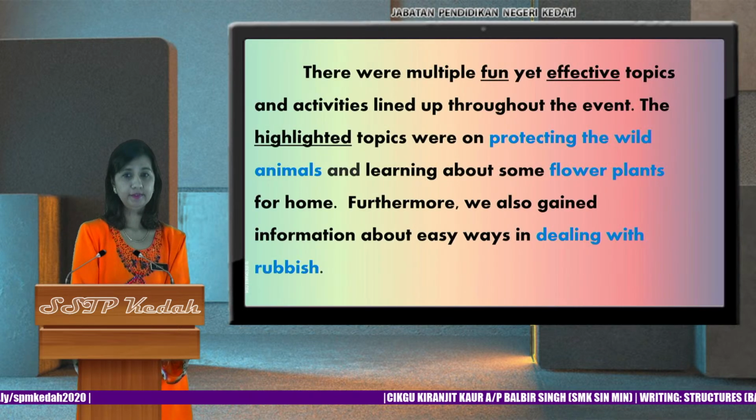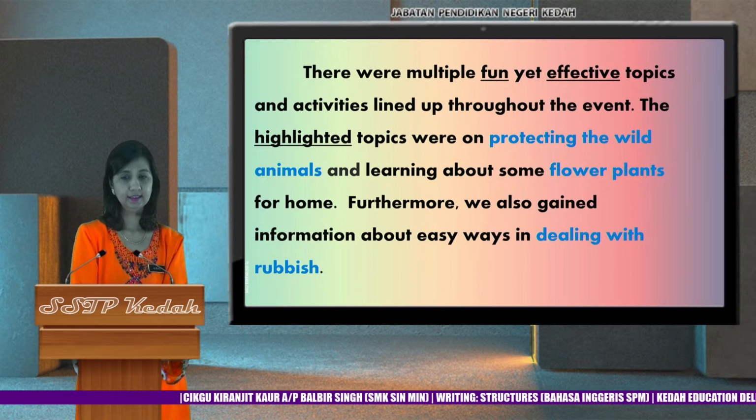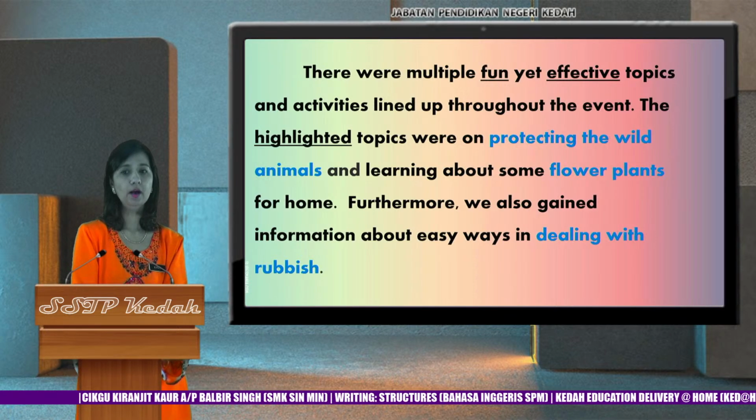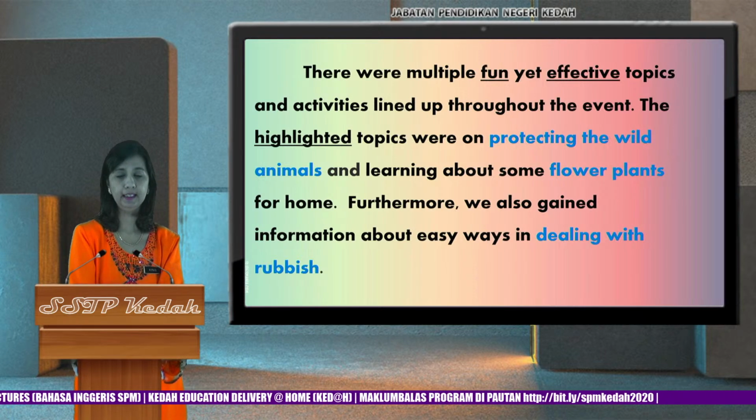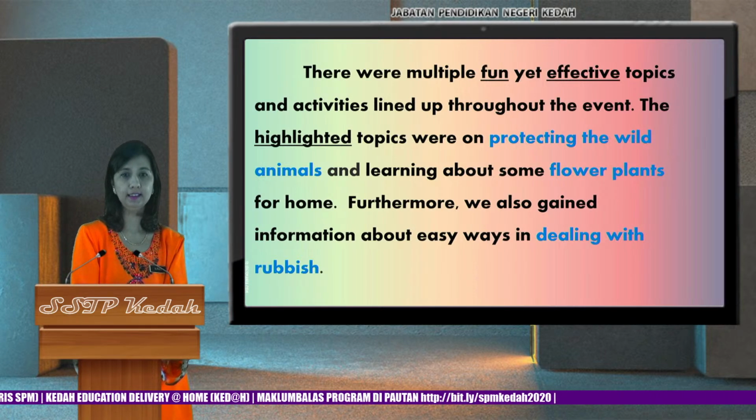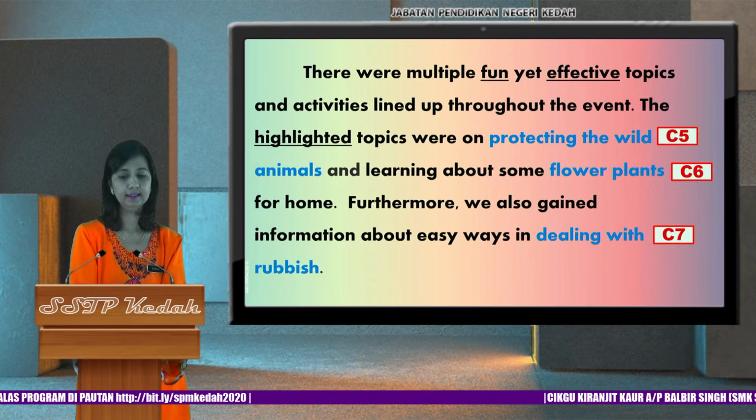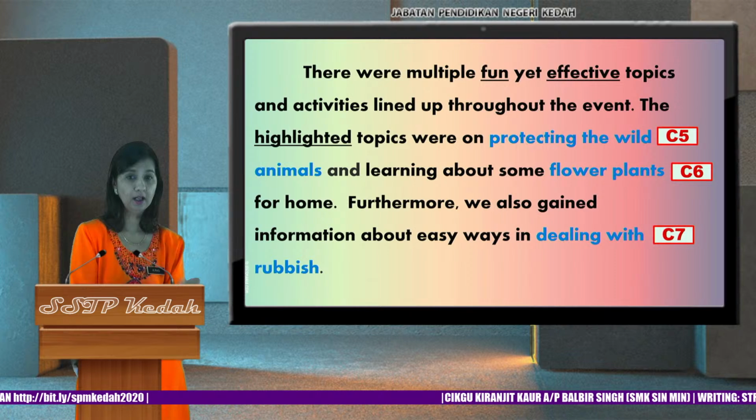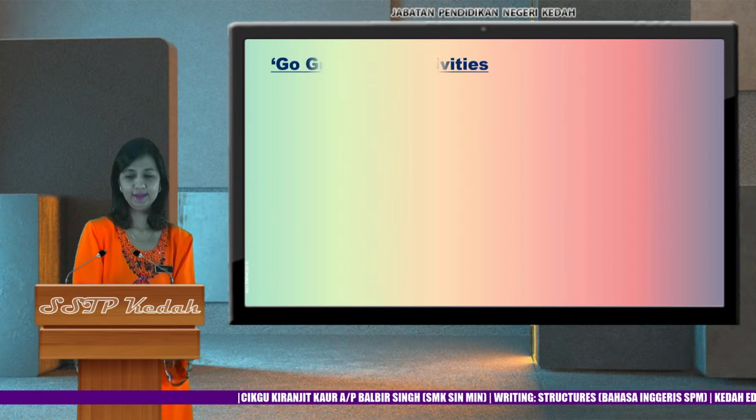There were multiple fun yet effective topics and activities lined up throughout the event. The highlighted topics were on protecting the wild animals, learning about some flower plants for home. Furthermore, we also gained information about easy ways in dealing with rubbish. So here you have content point number 5, number 6, and number 7. Keep them all in your pocket. You have 7 content points already. Isn't that amazing? Okay, then we go on.